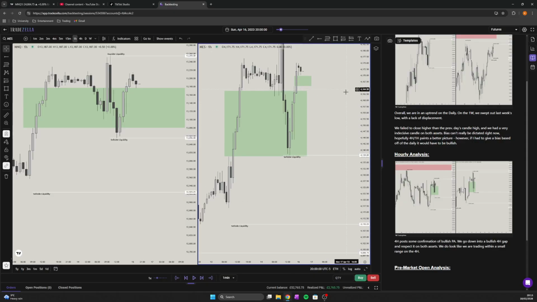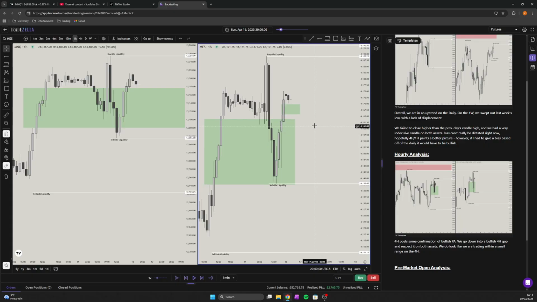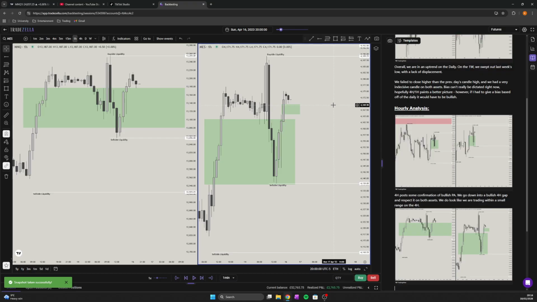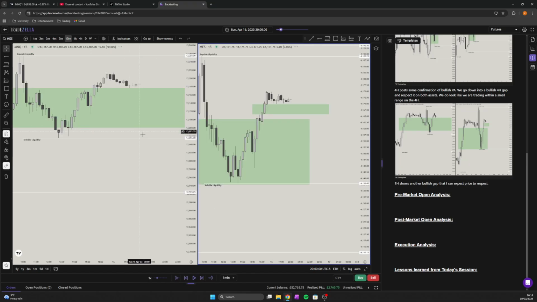But here's another smaller body gap, one as well in there. Nothing else really to say. The 1 hour shows another bullish gap that I can expect price to respect. All right, cool. So that's that analysis sort of done, really.